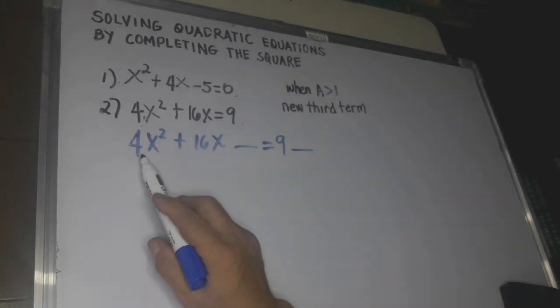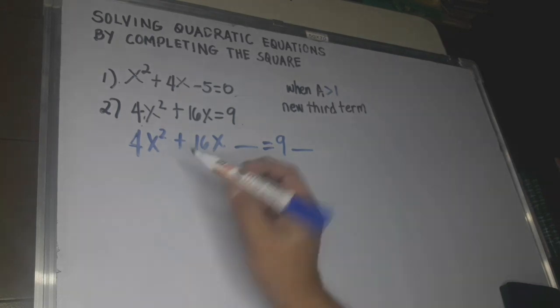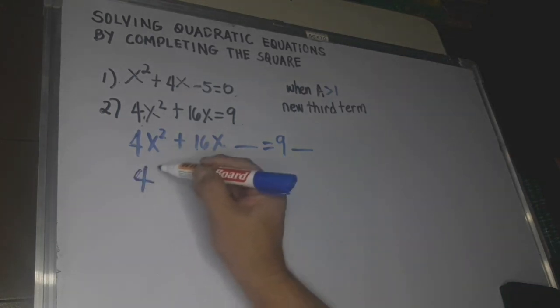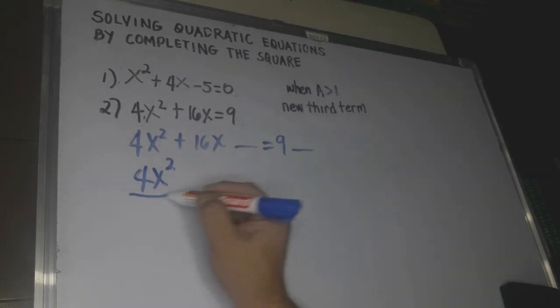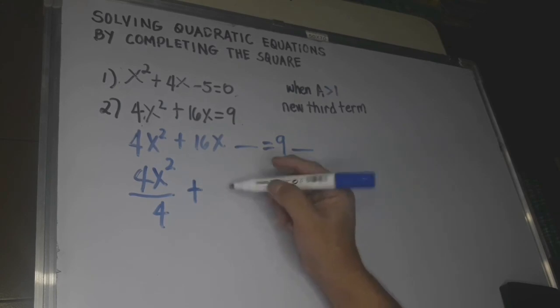So, eliminating first the numerical coefficient of the first term. The numerical coefficient of the first term is 4, so divide this by 4. Divide the whole equation by 4.